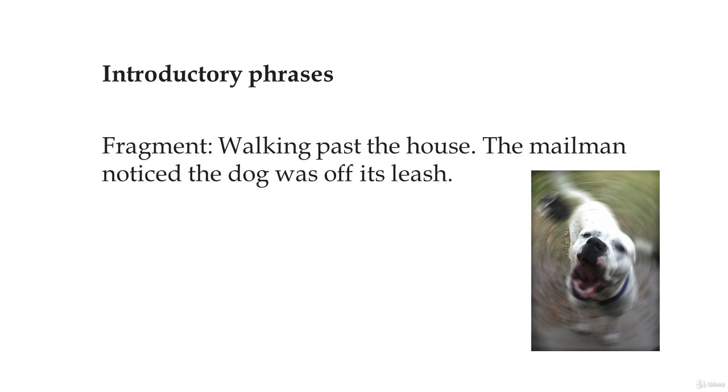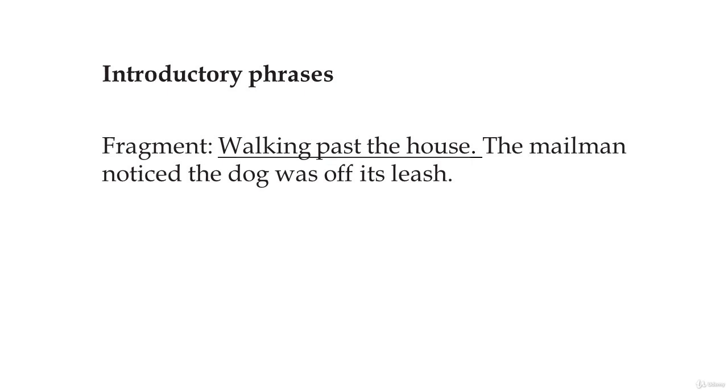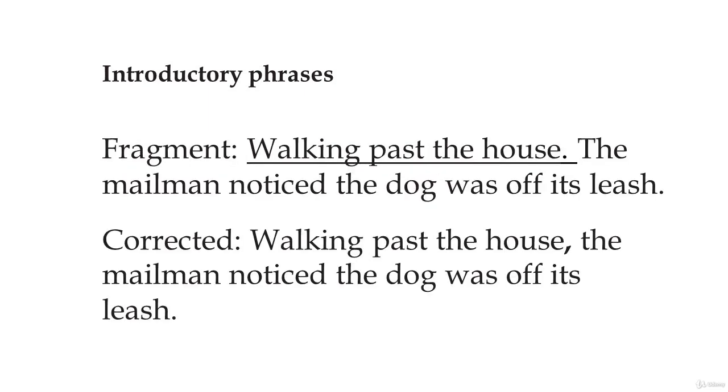So this first part, walking past the house, is an introductory phrase. It cannot stand alone as a complete sentence or a complete thought. We simply fix it by adding it to the sentence that it is broken off from. So it's one complete thought. In this case, we need to put a little comma in there.